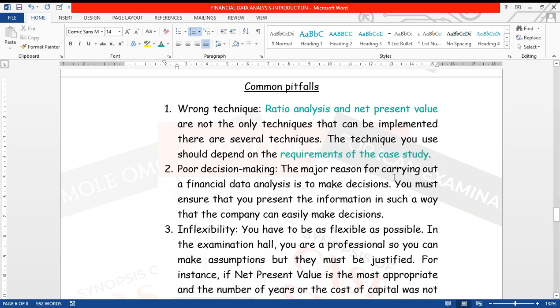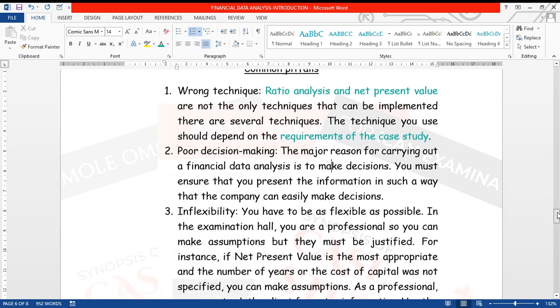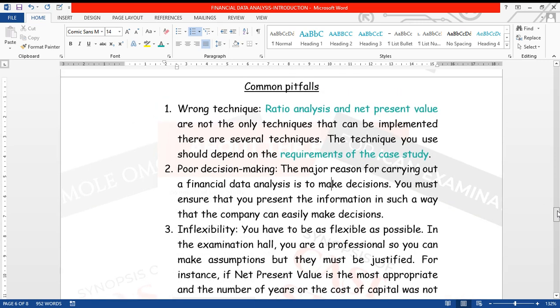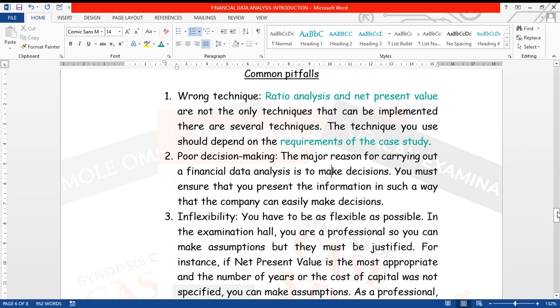Then the second one is poor decision making. Now, why are you carrying out a financial data analysis? It's the company that gave you their revenue to be 100 million. This is just an example, a hypothetical situation. It's the company that told you revenue is 100 million. It's the company that also told you cost is 50 million. It's the company that also told you working capital is 10 million. They have all that information and data with them already.